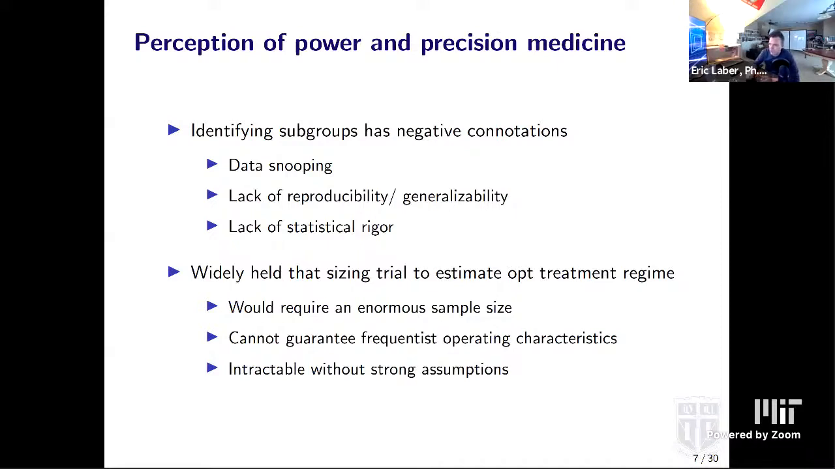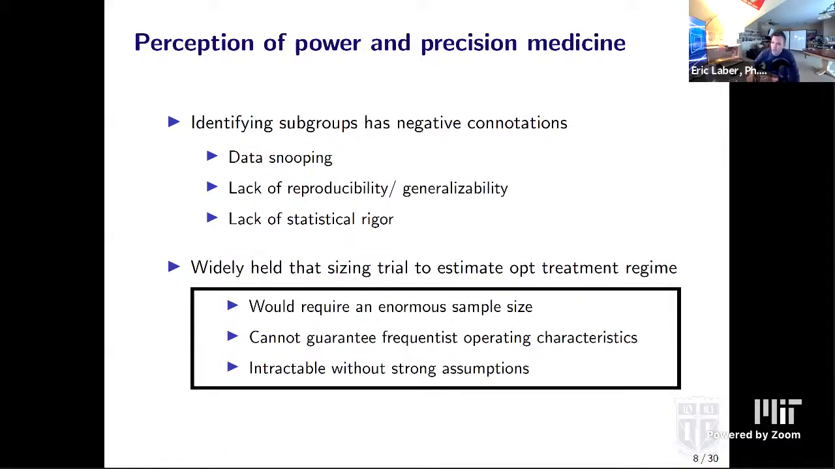And this is a misconception, but it's widely believed in the treatment regime, personalized medicine community that sizing a trial to estimate an optimal treatment regime with guaranteed precision would require an enormous sample size. And even if you could do it and you did have a big sample size, it would be very hard to guarantee frequentist operating characteristics because of the non-smoothness of the estimated rule. And so consequently, it'll be intractable, either because you need a big sample size or because you can't provide performance guarantees without very strong and unrealistic assumptions. So that's the background.